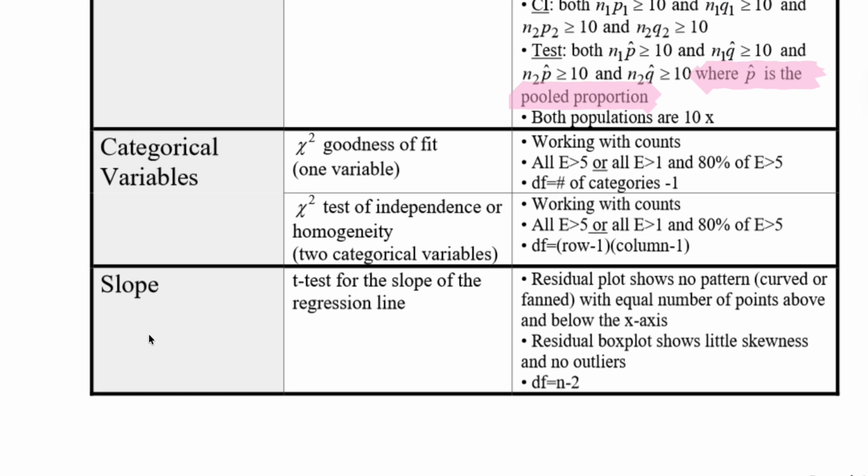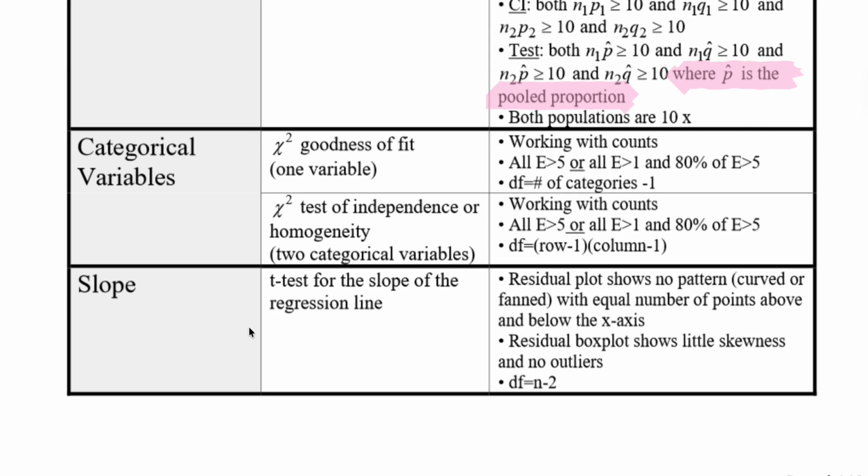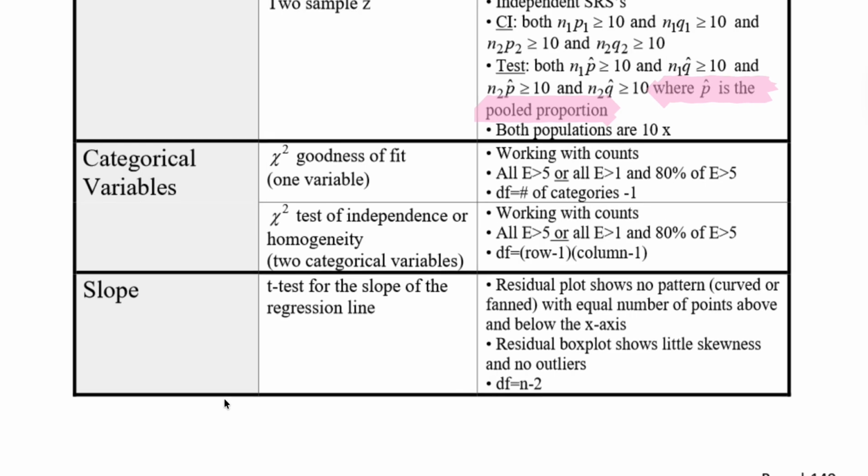For the slope, we have the t-test for the slope of the regression line, the only test that we have for slope. Check that the residual plot shows no pattern, curved or fan, with equal number of points above and below the x-axis. We want complete randomness for the residual plot. Also, the residual box plot shows little skewness and no outliers. We are tolerant for little skewness. Degrees of freedom is n minus 2. So notice the difference here.